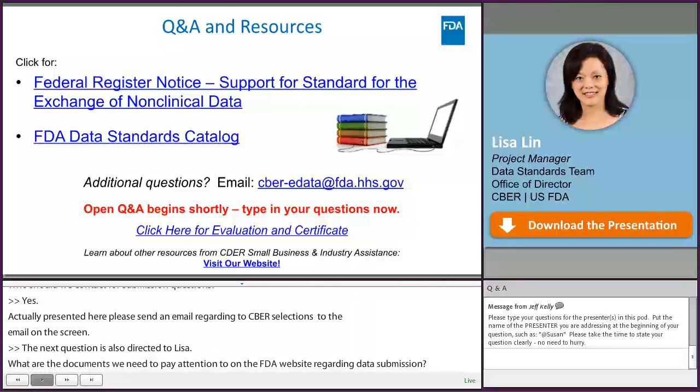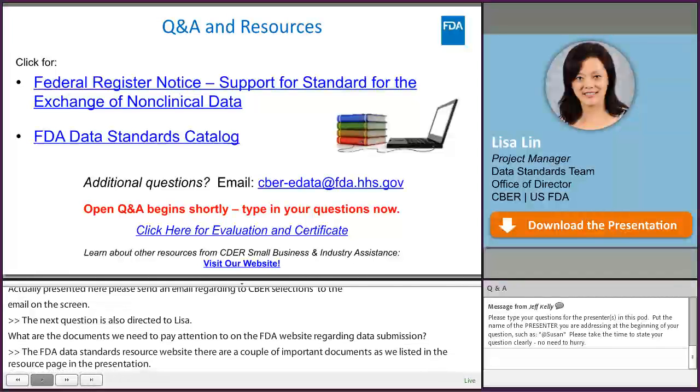So on the FDA Data Standards Resource website, there are a couple of important documents, as we listed on the resource page in the presentation. One is the FDA Data Standards Catalog. That's updated as it goes. If any standards are accepted and supported by FDA, they will be listed in the FDA Data Standards Catalog. Then there's also the FDA Study Data Technical Conformance Guide, which is updated twice a year, in March and October. Any special requirements or recommendations from reviewers regarding study data submission will be updated.